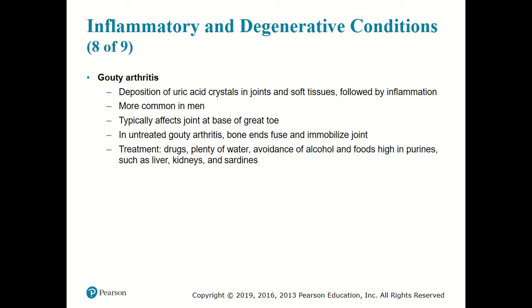In gouty arthritis, this happens when we deposit uric acid in the joints and in the soft tissue. After uric acid gets deposited there, we have an inflammation response. Some folks are pre-engineered, pre-designed for this to happen because some of us have the genetics for it.